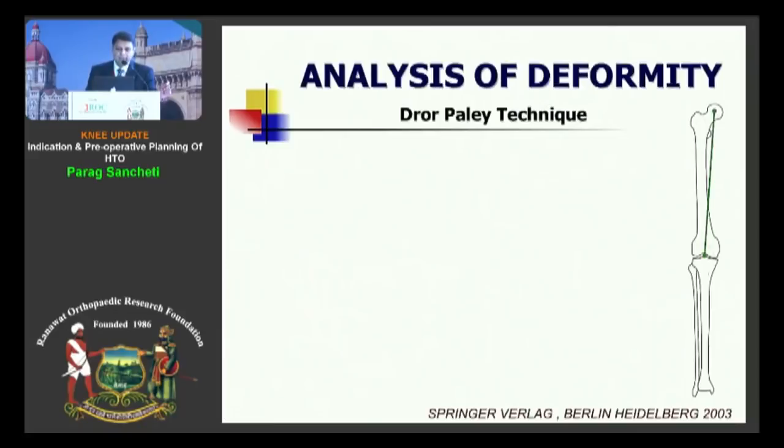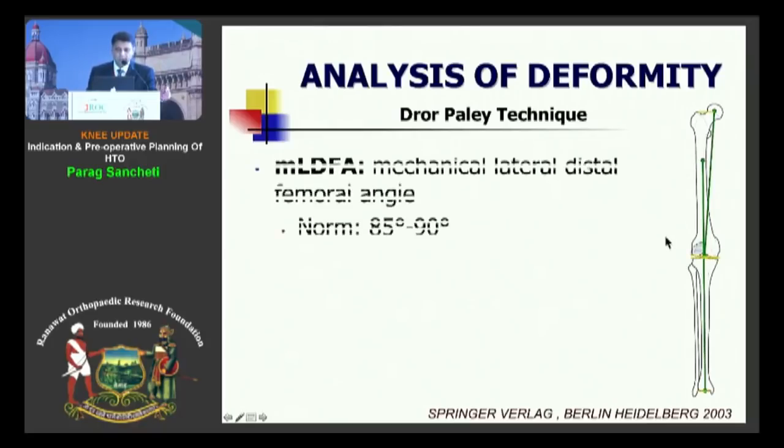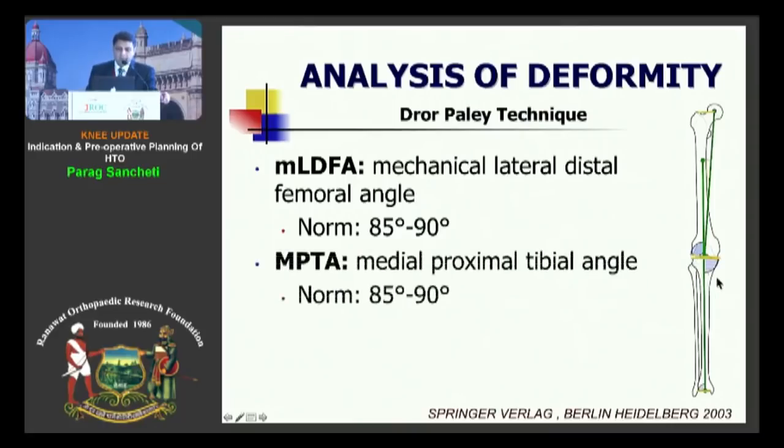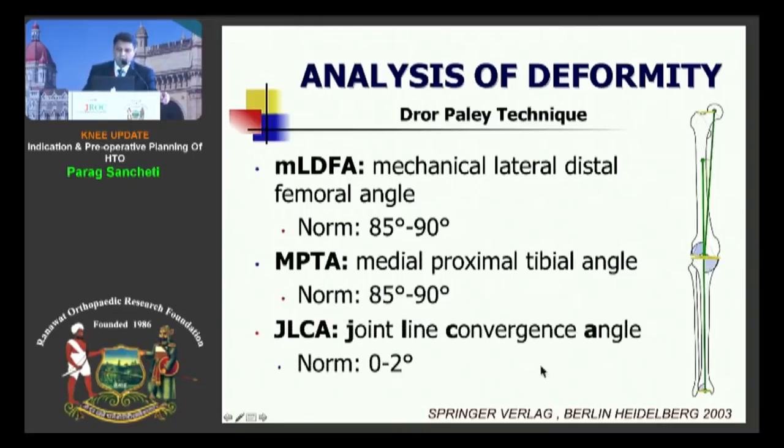There are three main angles which you have to calculate. This is the mechanical axis of the femur, this is the mechanical axis of the tibia, and there are three angles which are important. One is the mechanical lateral distal femoral angle, that is the LDFA. Then is the medial proximal tibial angle, which is the MPTA. These two are very important. And third is the joint line convergence angle.